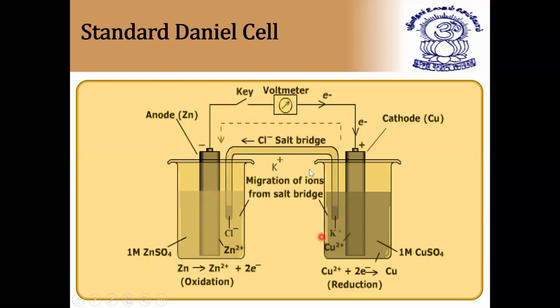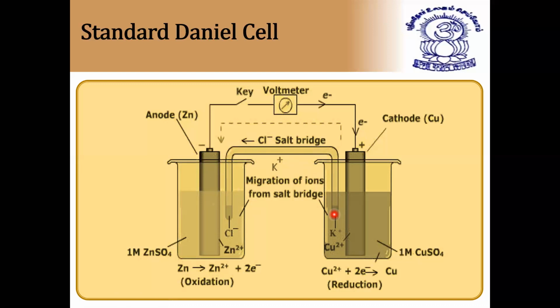So initially, what happens? And a salt bridge is a U-shaped tube which is made up of a jelly-like substance called agar-agar mixed with potassium nitrate or silver nitrate. So agar-agar, a jelly-like substance, mixed with potassium nitrate. This is nothing but a salt bridge. It is used to maintain electrical conductivity, or to migrate the ions from one place to another place. So that is called a salt bridge.